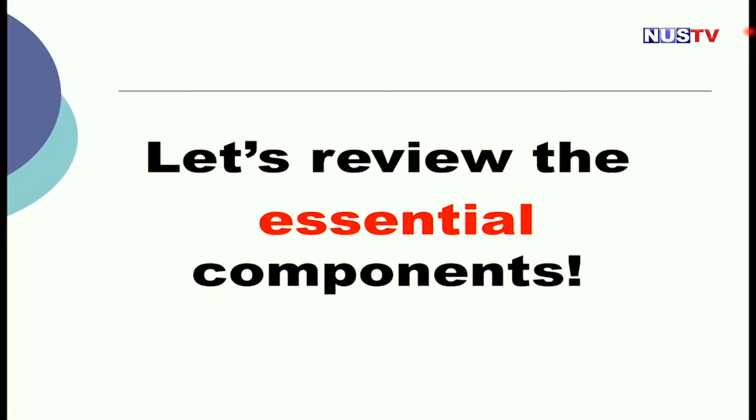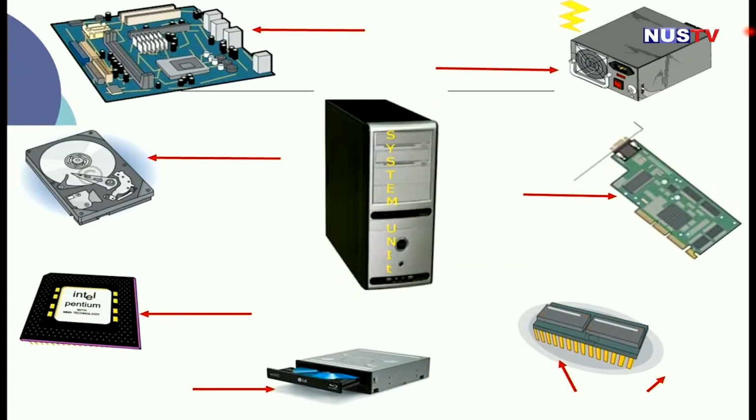Now let's review what we learned from the video by reviewing the essential components of the system unit one by one. Now I want you to look at your screen. As you look at your screen, you'll notice a few pictures there. In the middle is the system unit. This is the box that we talked about earlier in our lesson. Now look at the different essential components carefully, and let's go over them one by one.